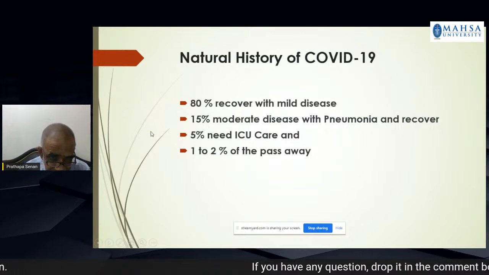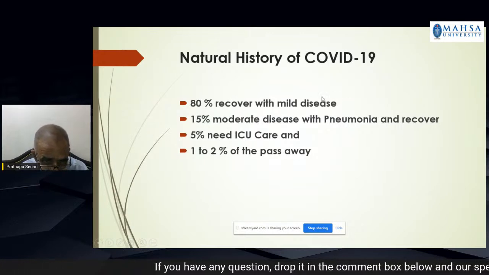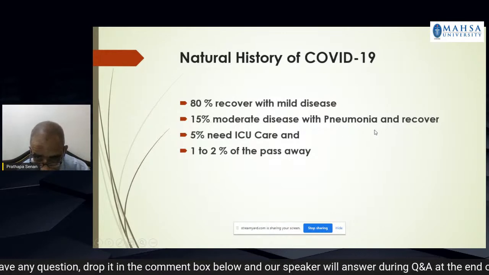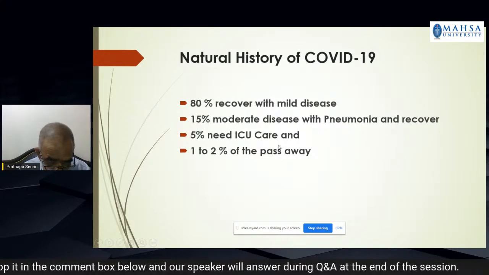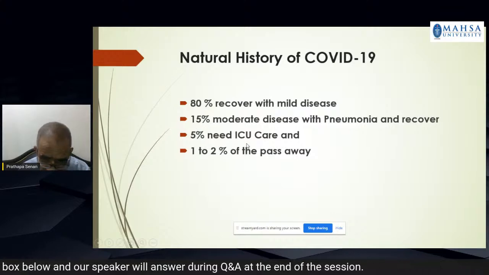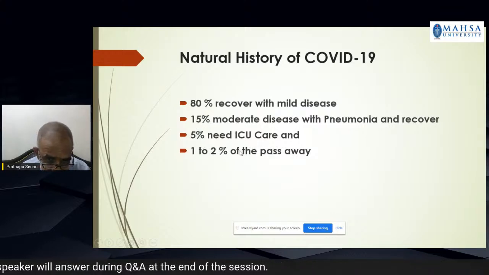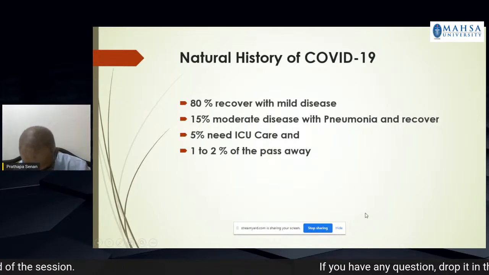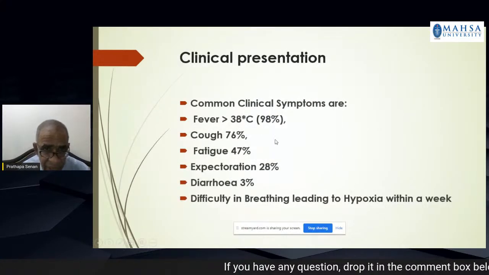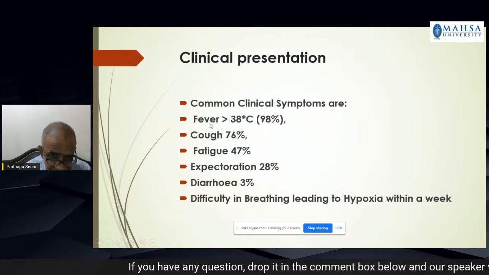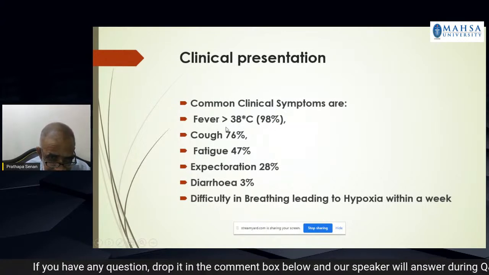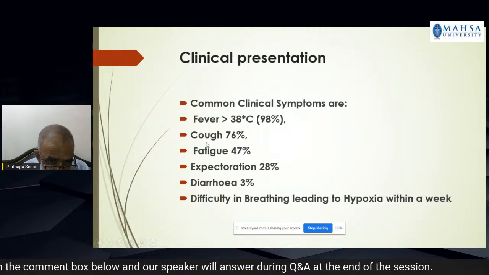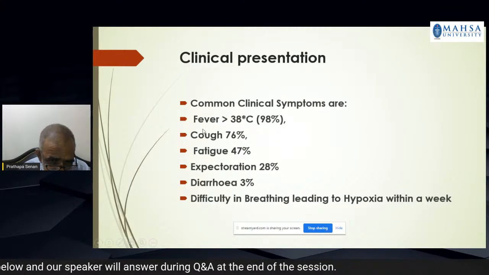Natural history again: 80% recover with mild disease, 15% have moderate disease with pneumonia and recover, 5% need ICU care, intensive care unit care, and 1 to 2% of them pass away. Clinical presentation. Common clinical symptoms are fever, more than 38 degrees centigrade. 98% of them have fever.